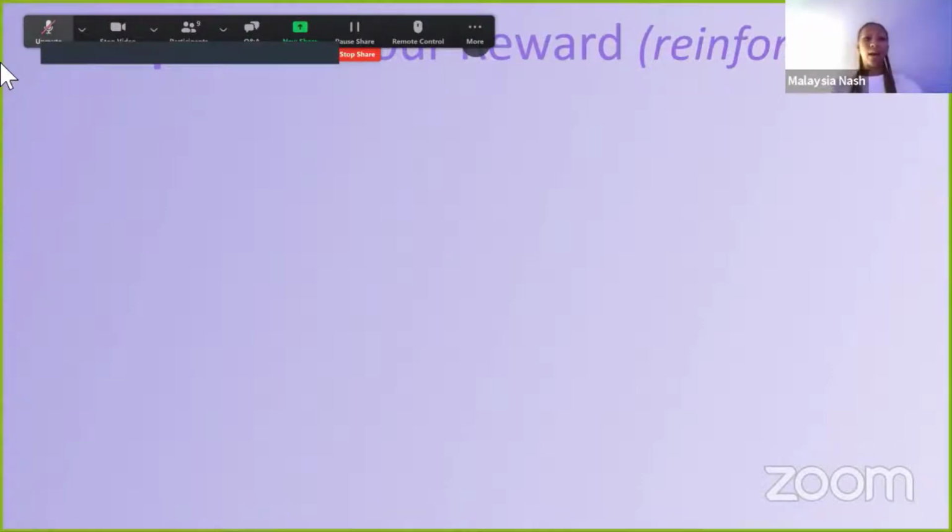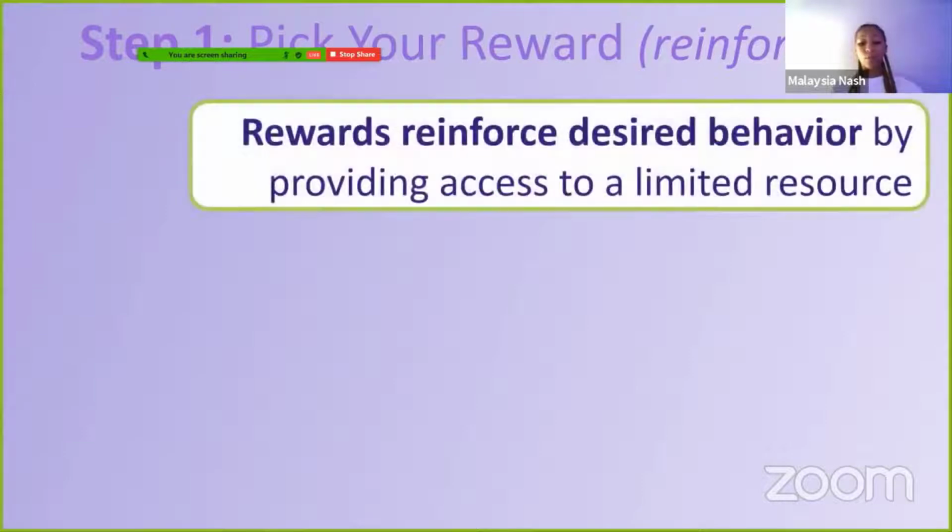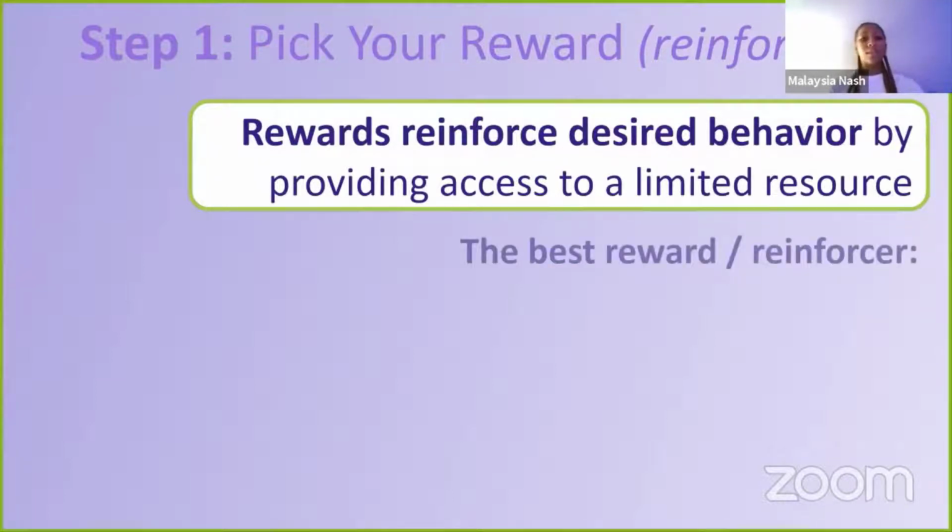Okay, so now that we got some knowledge on how to do clicker training, we will now be focusing on what to do and how to do it. So for step 1, you're going to pick your reward, which is the reinforcer. This means that we will be rewarding the reinforcement of the desired behavior by providing access to a limited resource. So we will need to be given the best reward or the best reinforcer.